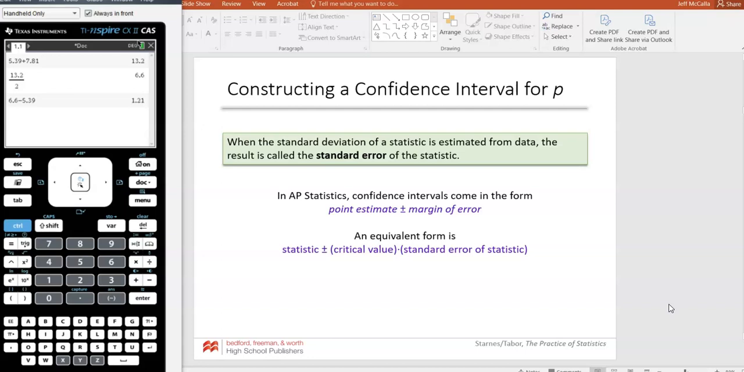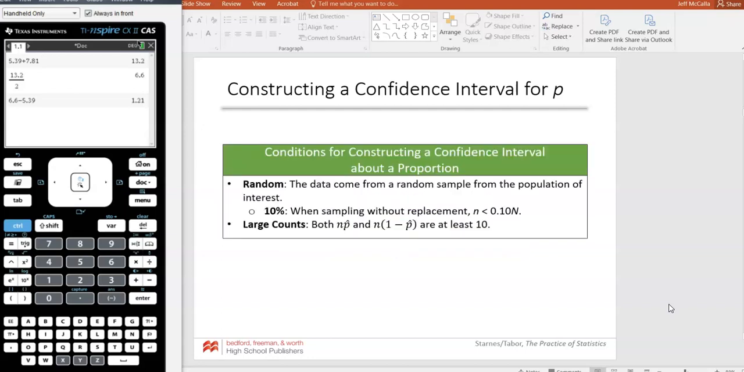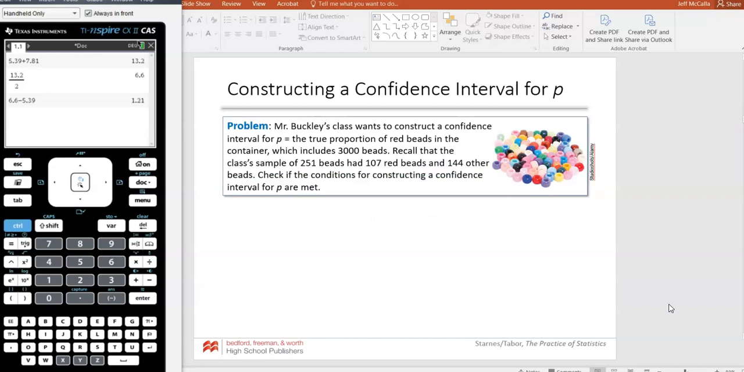So the margin of error is dependent on the critical value. Critical value is dependent on what percentage your confidence is, and so forth. So these are the three conditions you check. Does it come from a random sample? Is it less than 10% of the population you're sampling? And then large counts, at least 10 successes and fails.